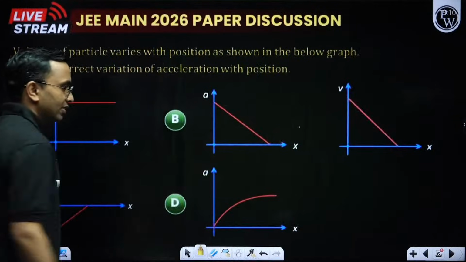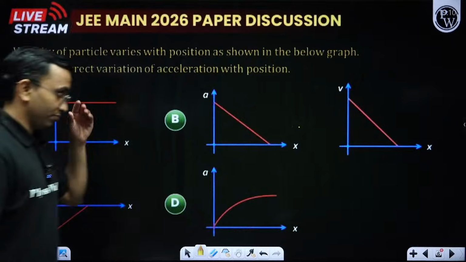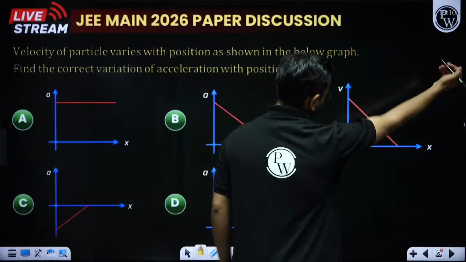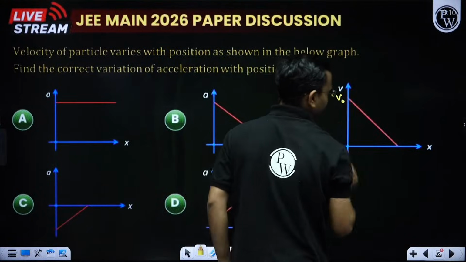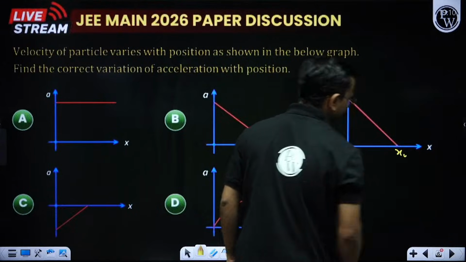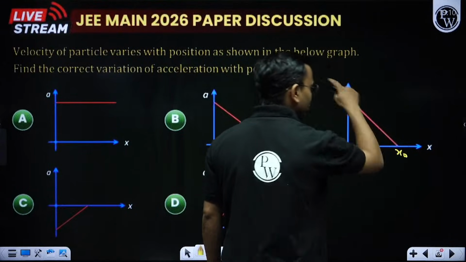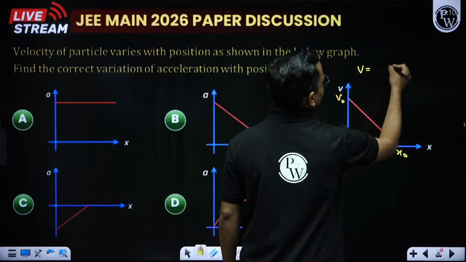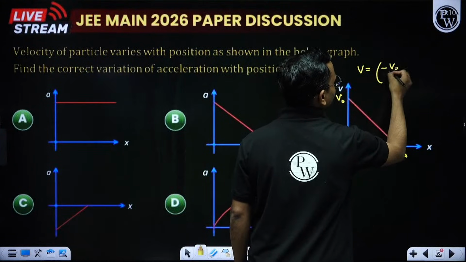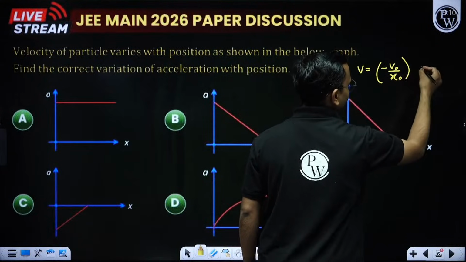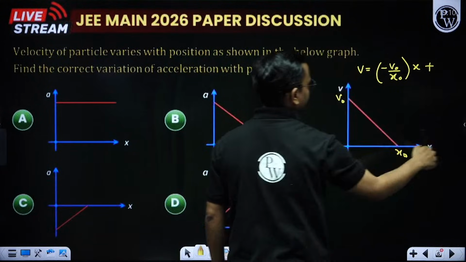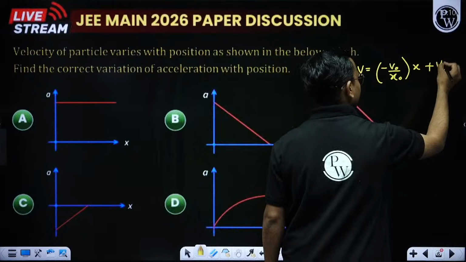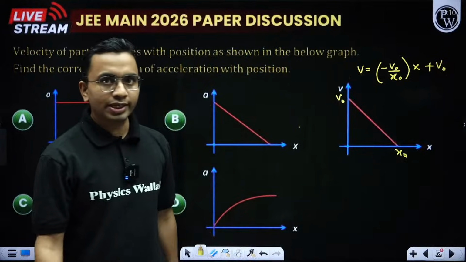My Vx curve is given. We need to find the Ax curve. Okay. Let us take this as my V naught. This is my X naught. So if I write the equation of this straight line, y = mx + c, V is equal to what is slope? Minus V naught by X naught into X plus c, the intercept, that is V naught. This becomes the equation of the straight line.